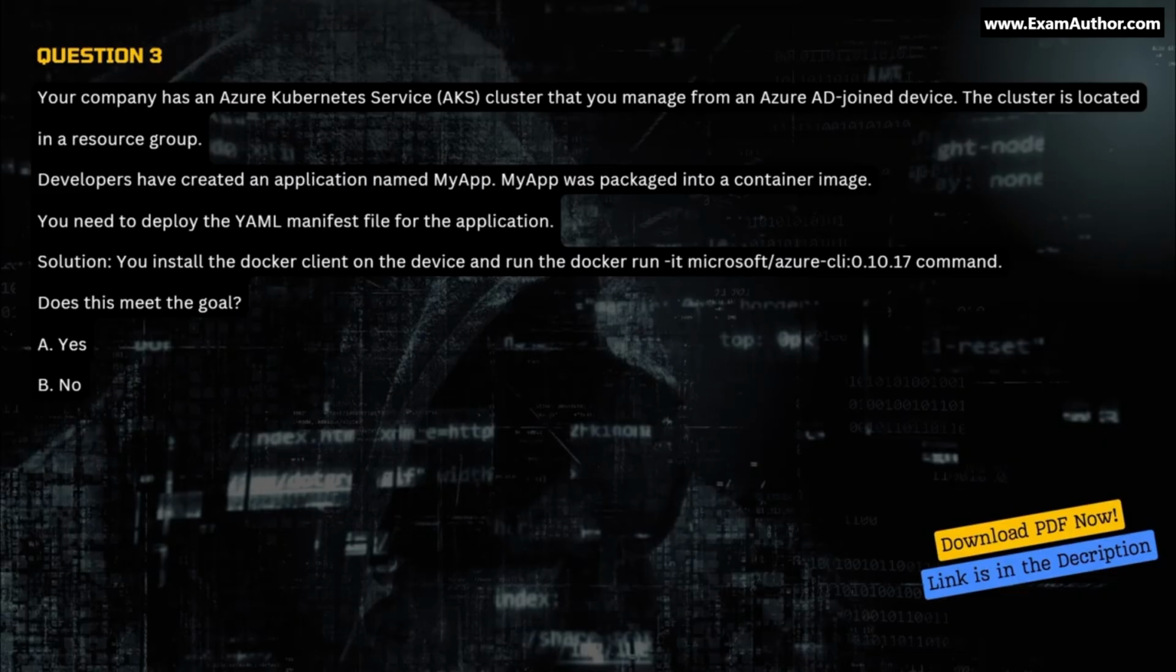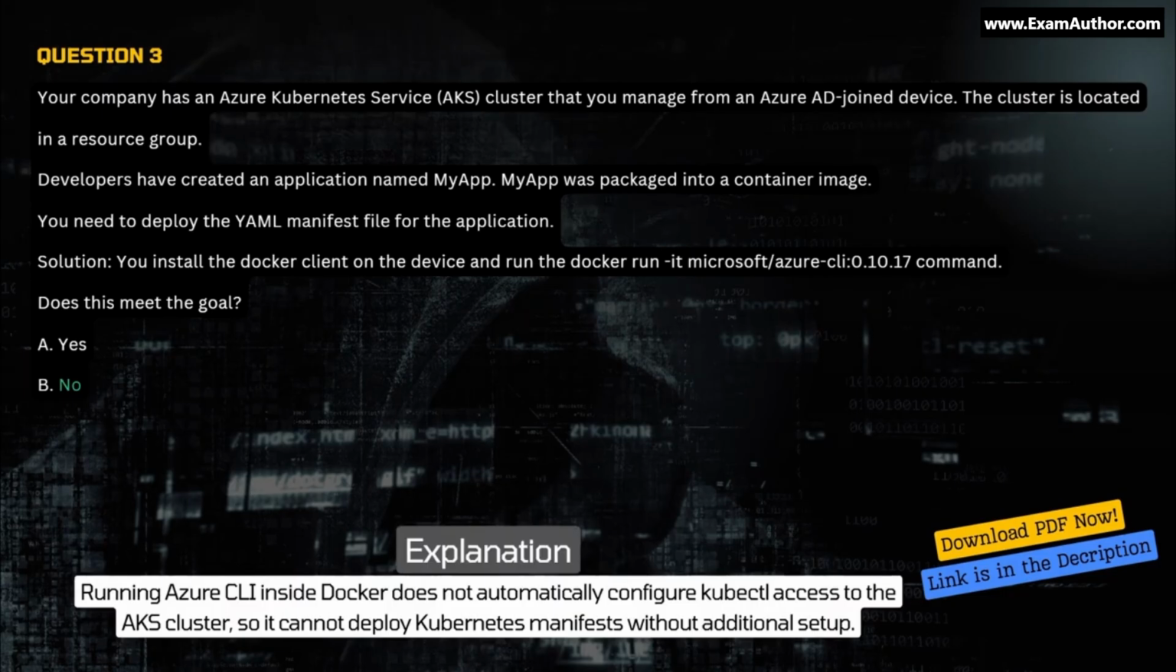A. Yes. B. No. Correct answer B. No. Explanation. Running Azure CLI inside Docker does not automatically configure kubectl access to the AKS cluster, so it cannot deploy Kubernetes manifests without additional setup.